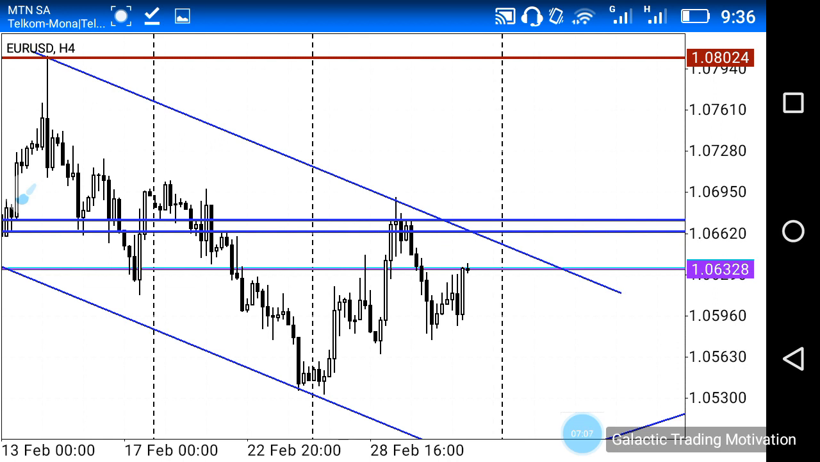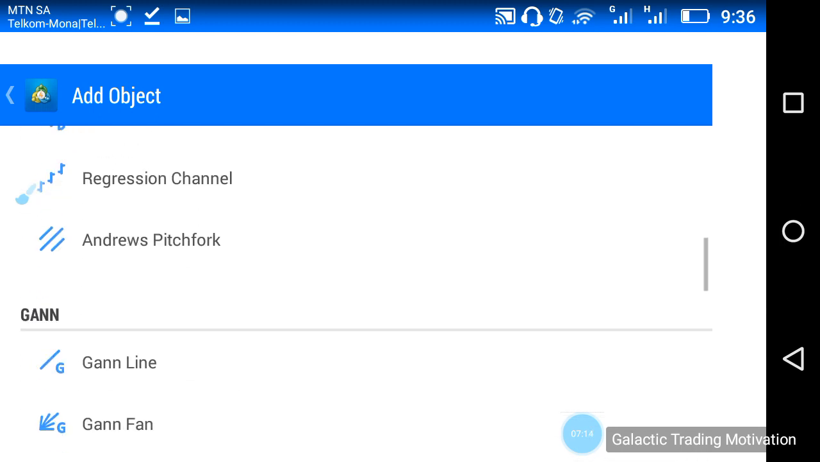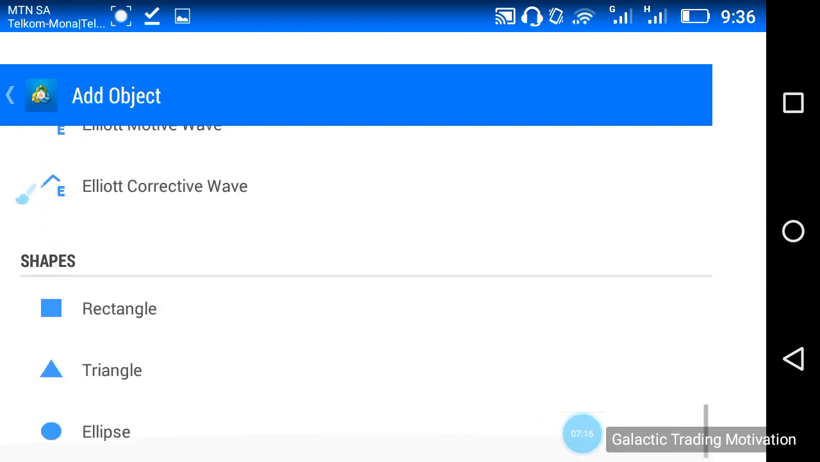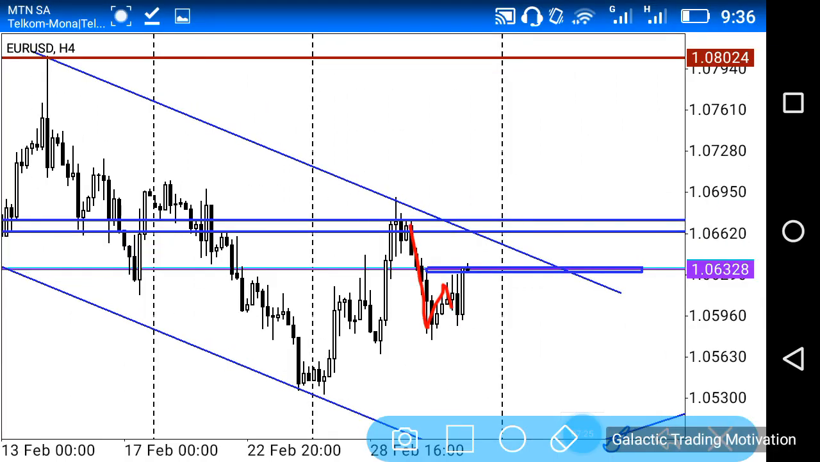So what I'm going to do now is just add a small neckline to that W structure. Let's have a look. Just bear with me. So I would add my neckline more or less in this manner over here. There we go. Can you guys see that?